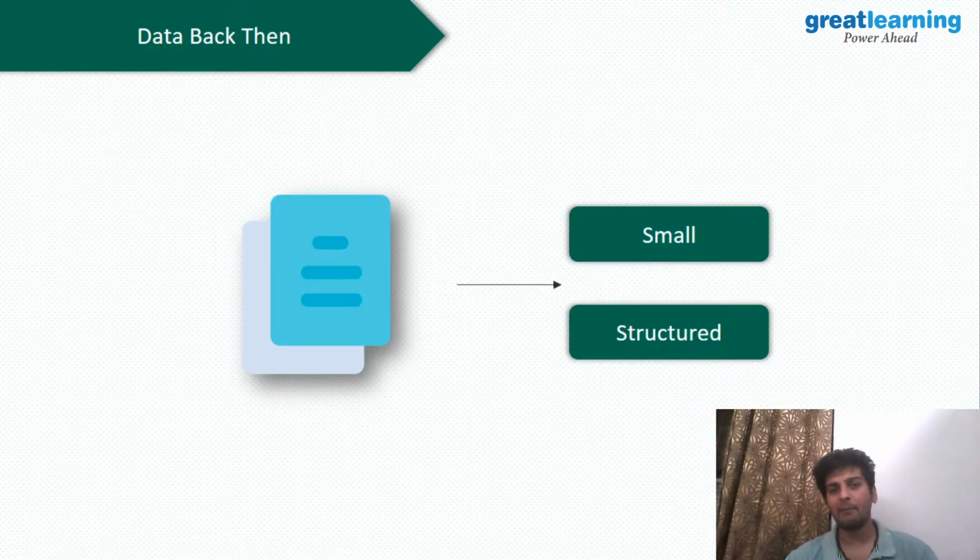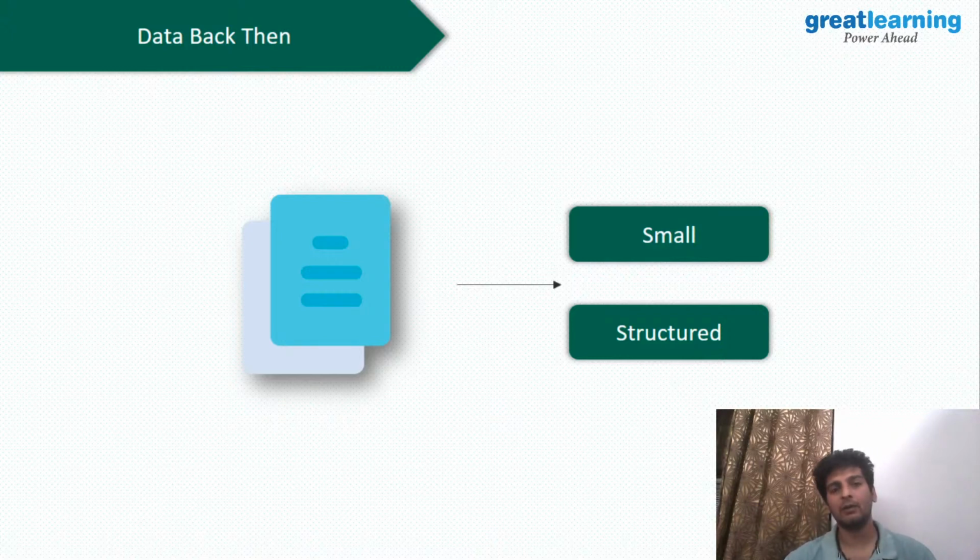And also data back then was very structured. Now what do I mean when I say data was structured? Well, data was mostly present in rows and columns. You did not have unstructured data because you did not have the social media boom or internet boom back then. You did not have sites such as Facebook or LinkedIn or MySpace or Instagram.